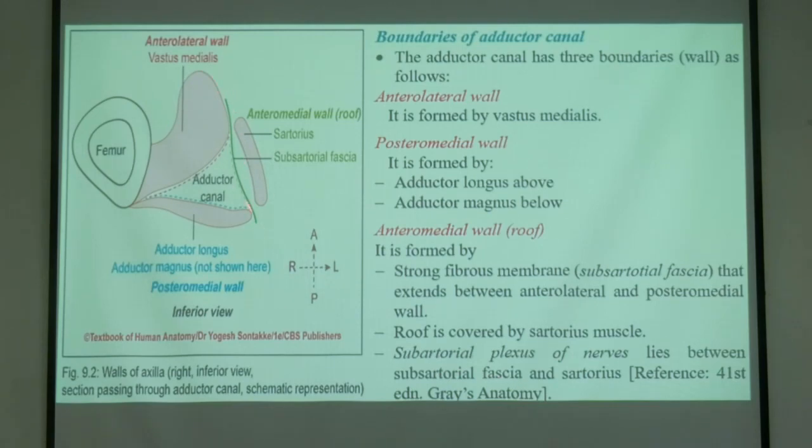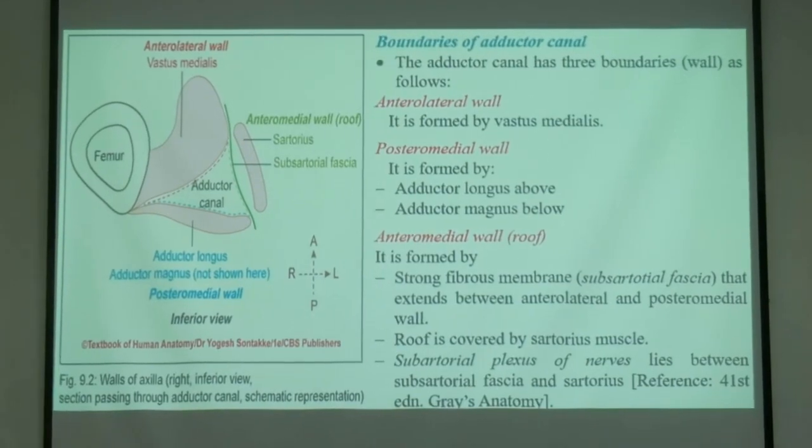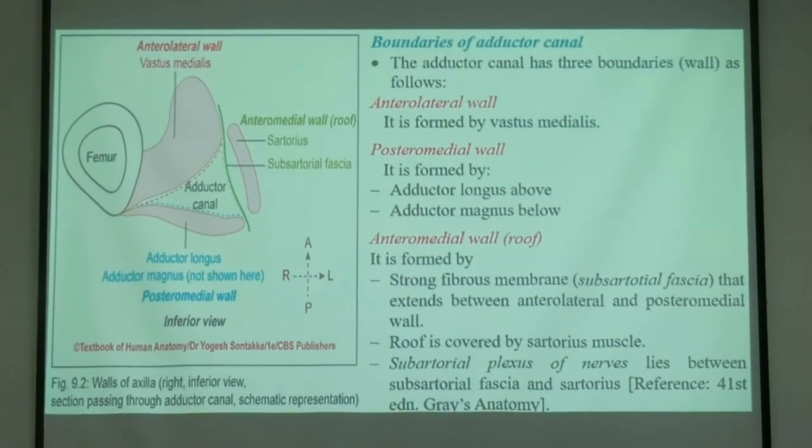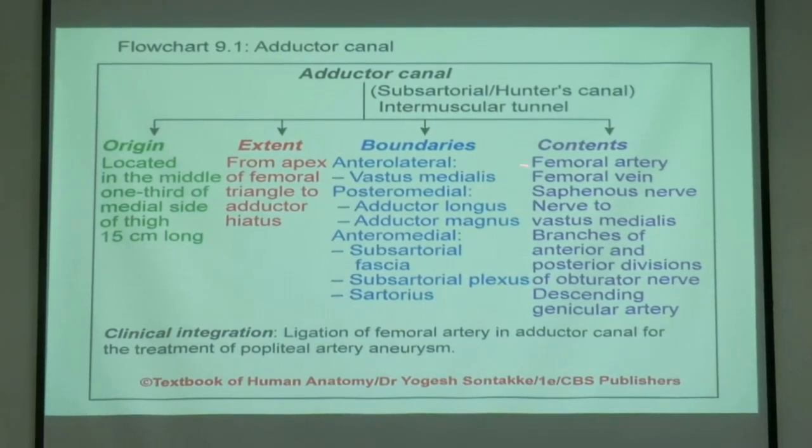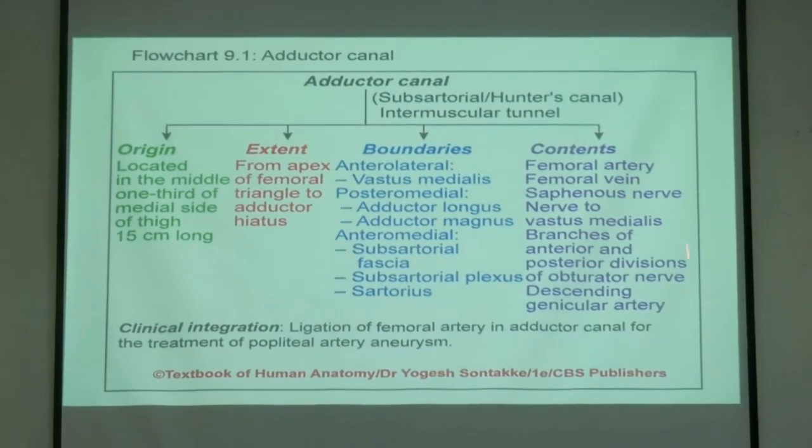Here is the fascia, subsartorial fascia. Here is sartorius muscle. In between the two lies the subsartorial plexus of nerve. This is anterolateral wall formed by vastus medialis. Here is the posteromedial wall formed by the adductor longus above, adductor magnus below. So this is the triangular cross section through the adductor canal. Understood? So this is the origin, extent, then boundaries, and these are the contents.